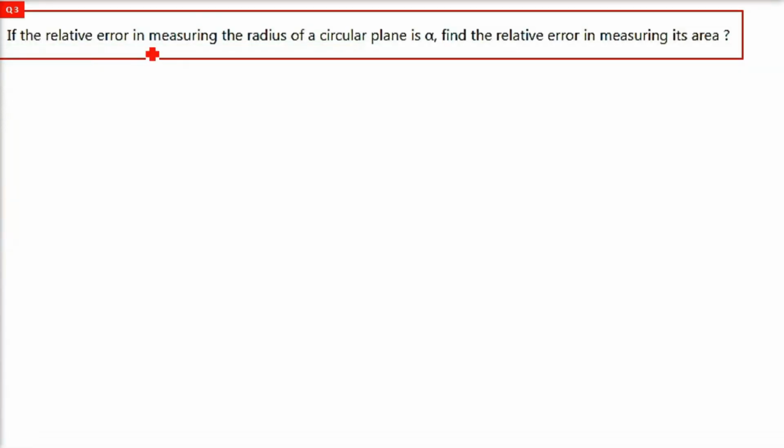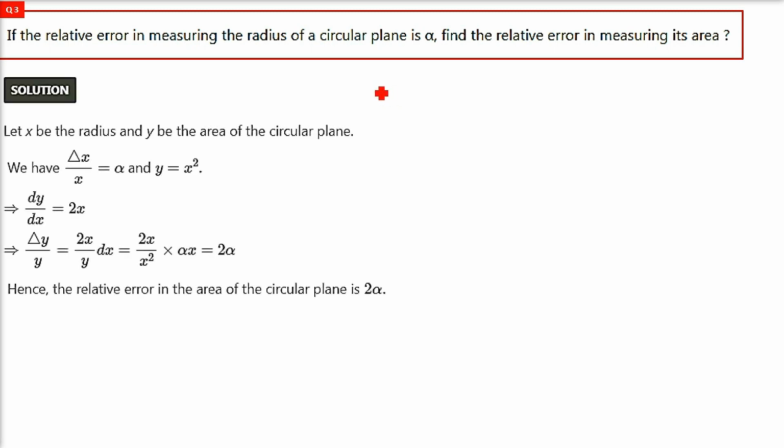If the relative error in measuring the radius of a circular plane is alpha... the relative error, the percentage error, and the error, these are three different concepts which I explained to you earlier. They have different formulas altogether. They are related, but they are different. So relative error is delta x by x. That is the change and the actual value, the ratio of that. Now this is alpha. Delta x by x is alpha.